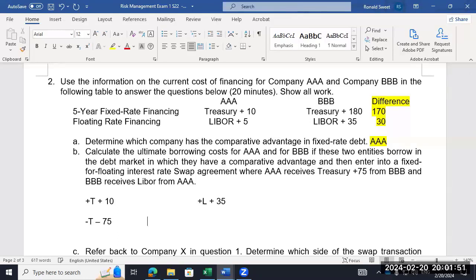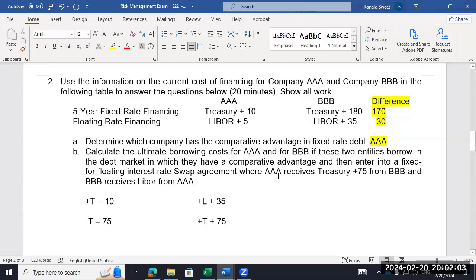Which means triple B must be doing what? Paying T and paying 75. If I were you, I'd do them at the same time. If AAA is receiving that, then triple B must be paying that. And then triple B receives LIBOR, so they must pay LIBOR. A plus sign means they're paying. A negative sign means they're receiving. Why? Because I'm looking for the cost of debt. That's why I'm saying a positive sign is them paying.